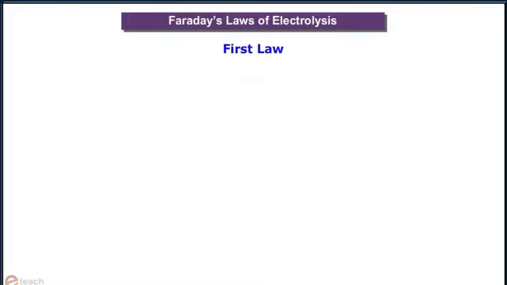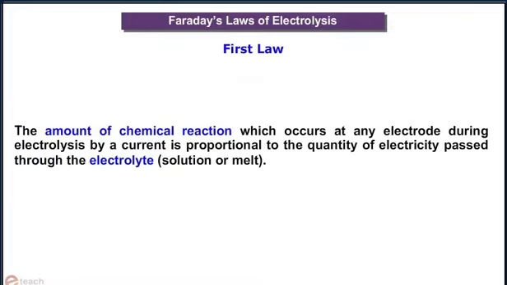First law: the amount of chemical reaction which occurs at any electrode during electrolysis by a current is proportional to the quantity of electricity passed through the electrolyte.